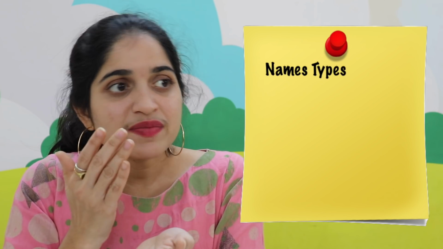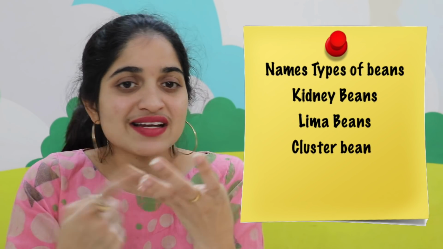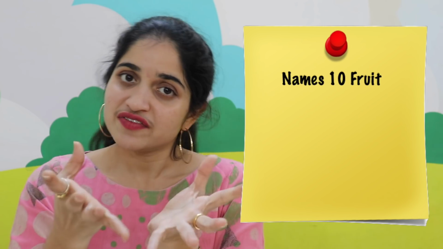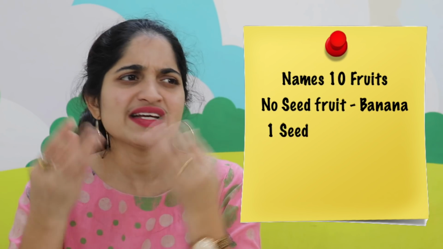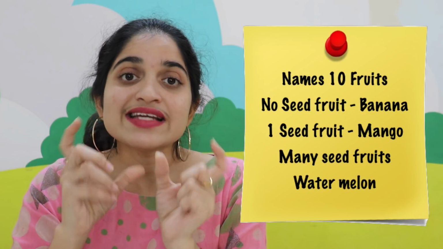They should be able to name at least 4 varieties of beans: French beans, kidney beans, lima beans, cluster beans, etc. These are the different types of beans we have. They should be able to identify the different types of fruits.